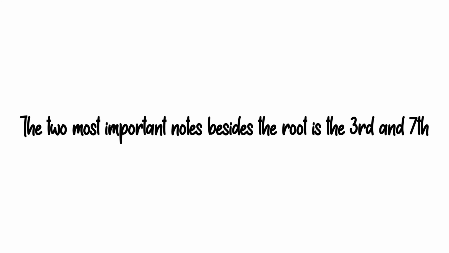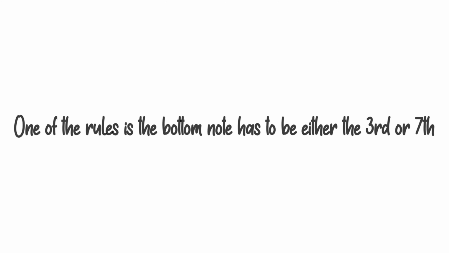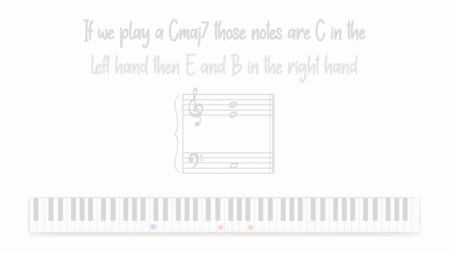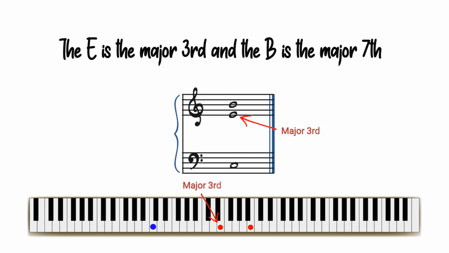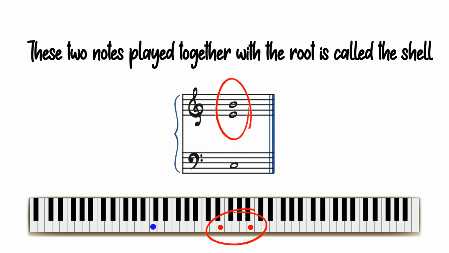The two most important notes besides the root are the third and the seventh. One of the rules is the bottom note has to be either the third or seventh. Shells. If we play a C major 7, those notes are C in the left hand, then E and B in the right hand. The E is the major third and the B is the major seventh. These two notes played together with the root are called the shell.